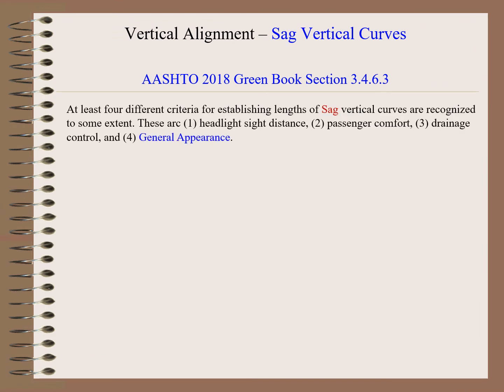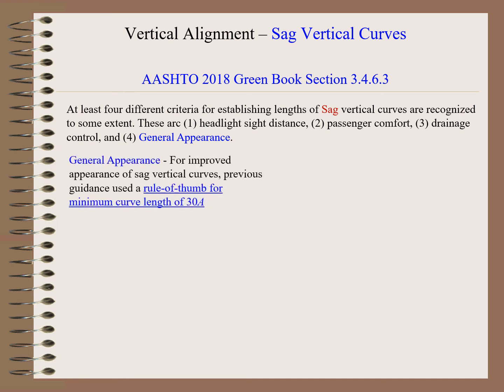The last thing we're going to talk about with sag curves is general appearances. For improved appearance of a sag vertical curve, previous guidance used a rule of thumb for minimum curve length of 30 times the algebraic difference of the grades. On high-type highways, longer curves are appropriate to improve appearance.